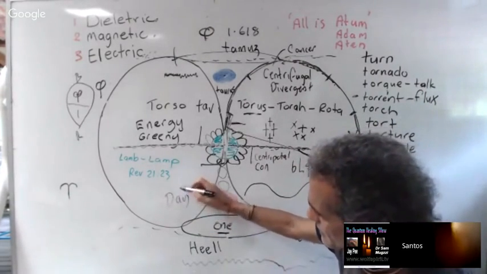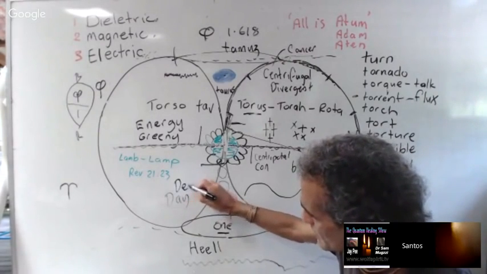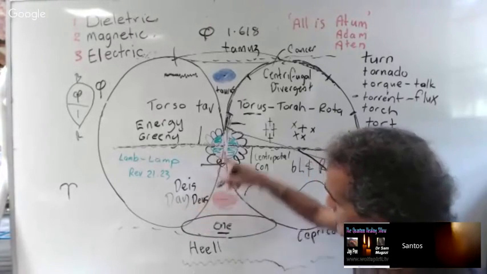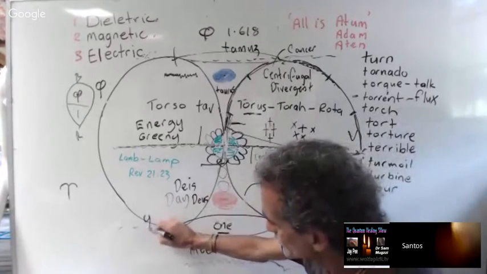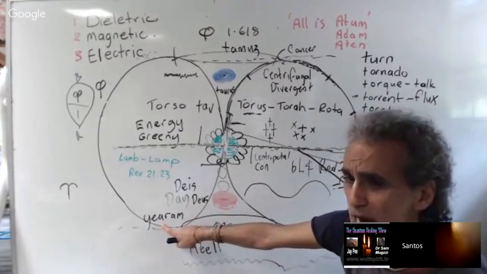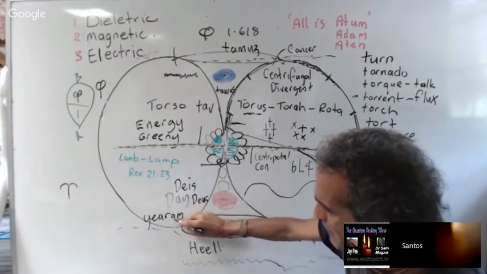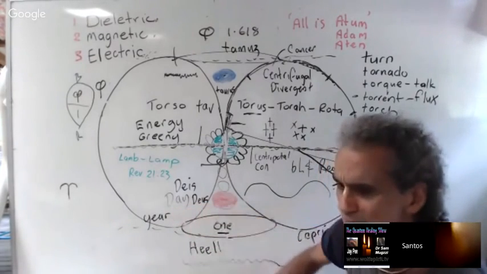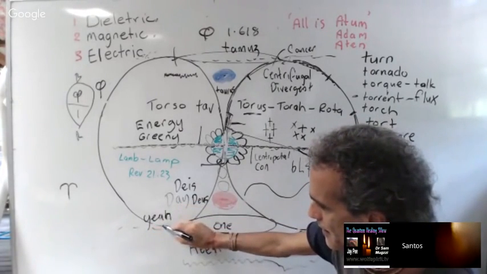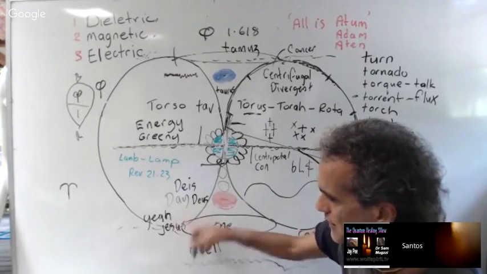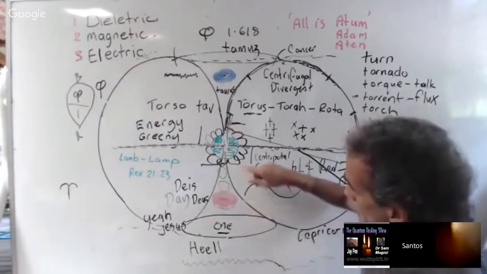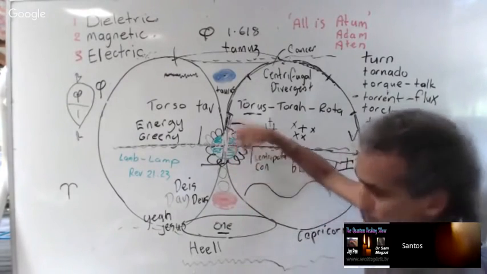Day is divine, deis, or deus, day. But this is also the year cycle. The year is short for yaram. It's a Proto-Germanic word, yaram. But they take the off, and we're left with year. Jesus, the Son. And so the year is also here.